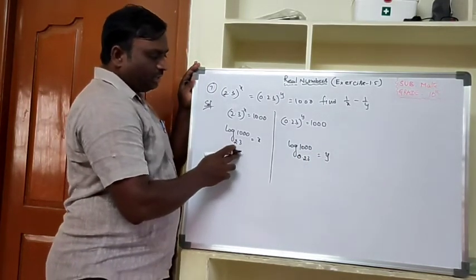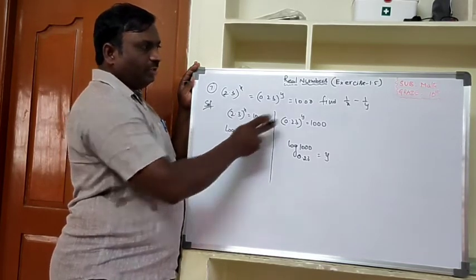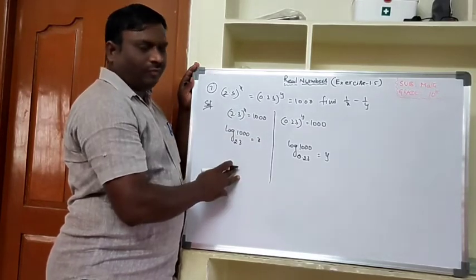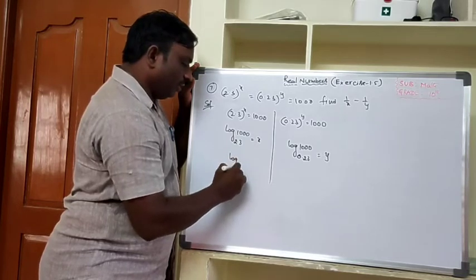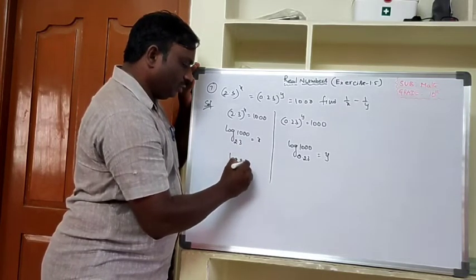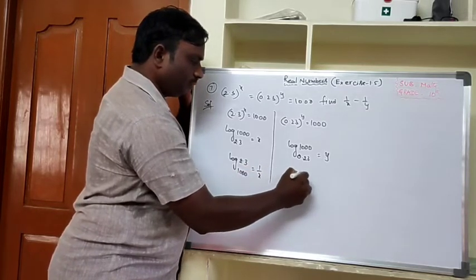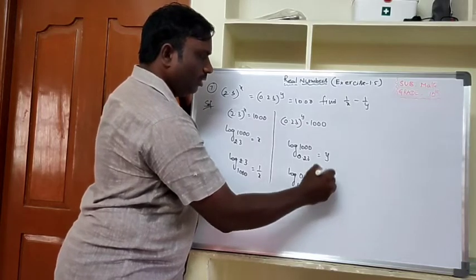So now see here, interchange these two values. To get 1 by x and 1 by y, I got only x. The last property of logarithms, when I am interchanging the log value and base value: log 2.3 base 1000 equal to 1 by x, and log 0.23 base 1000 equal to 1 by y.